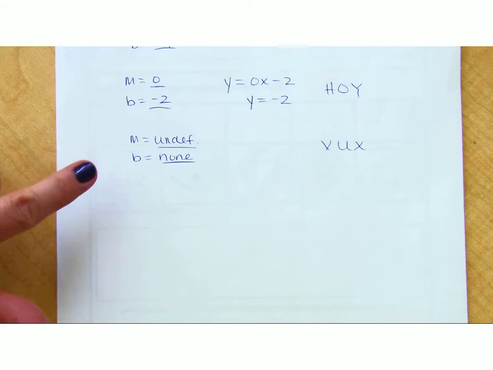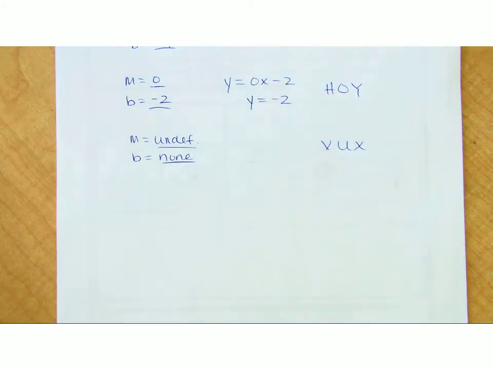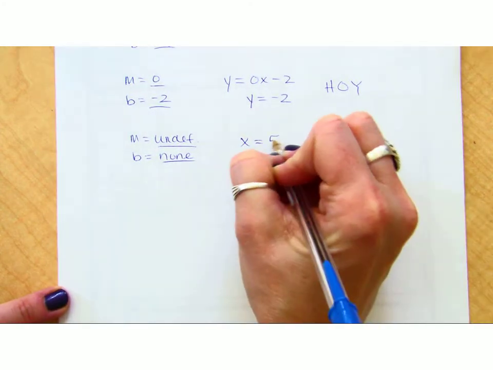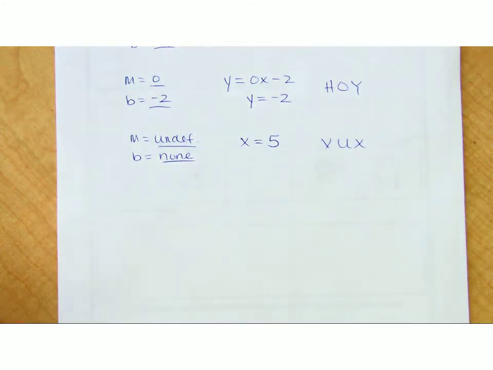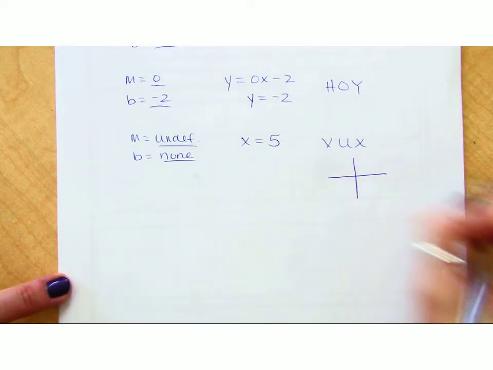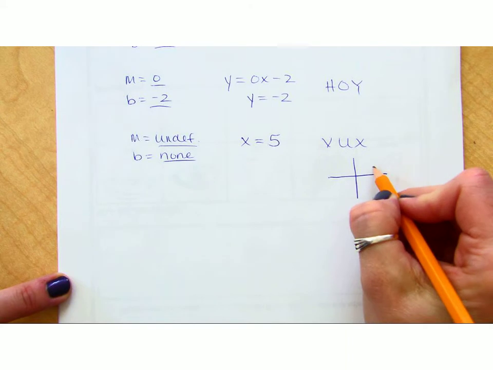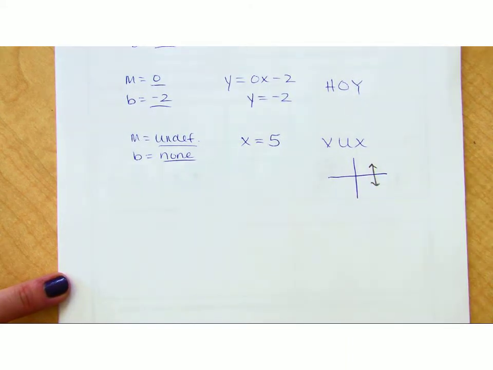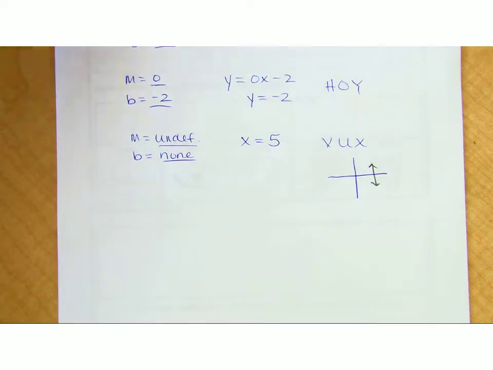And so here's the deal. Right now, can you write me a specific equation with an undefined slope and no y-intercept? You can give me a general one. So here's a vertical line that doesn't have a y-intercept, right? Okay, as long as it's x equals 5. Or 6, or 3, or 2, or anything. It just can't have a y-intercept, okay? All right, so that's that part of it.